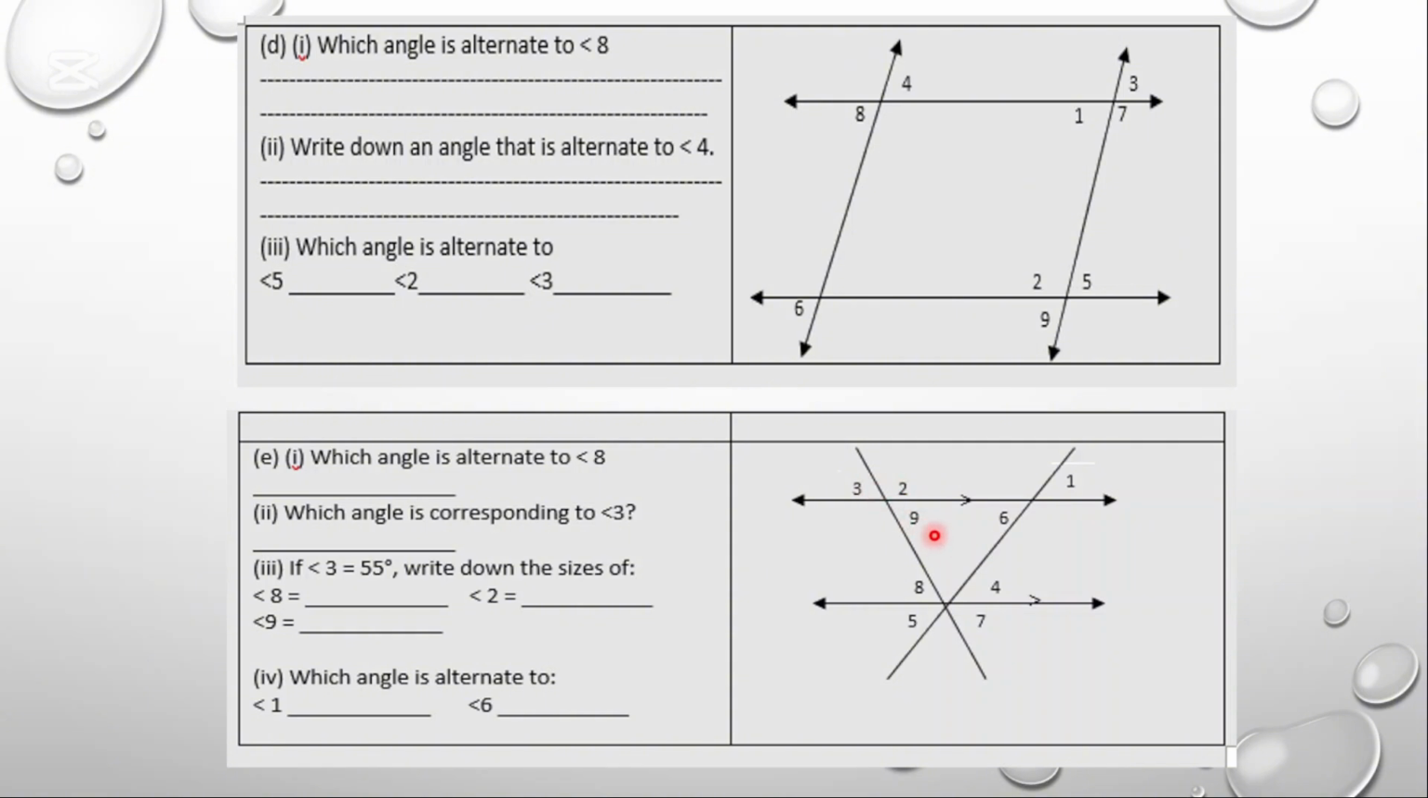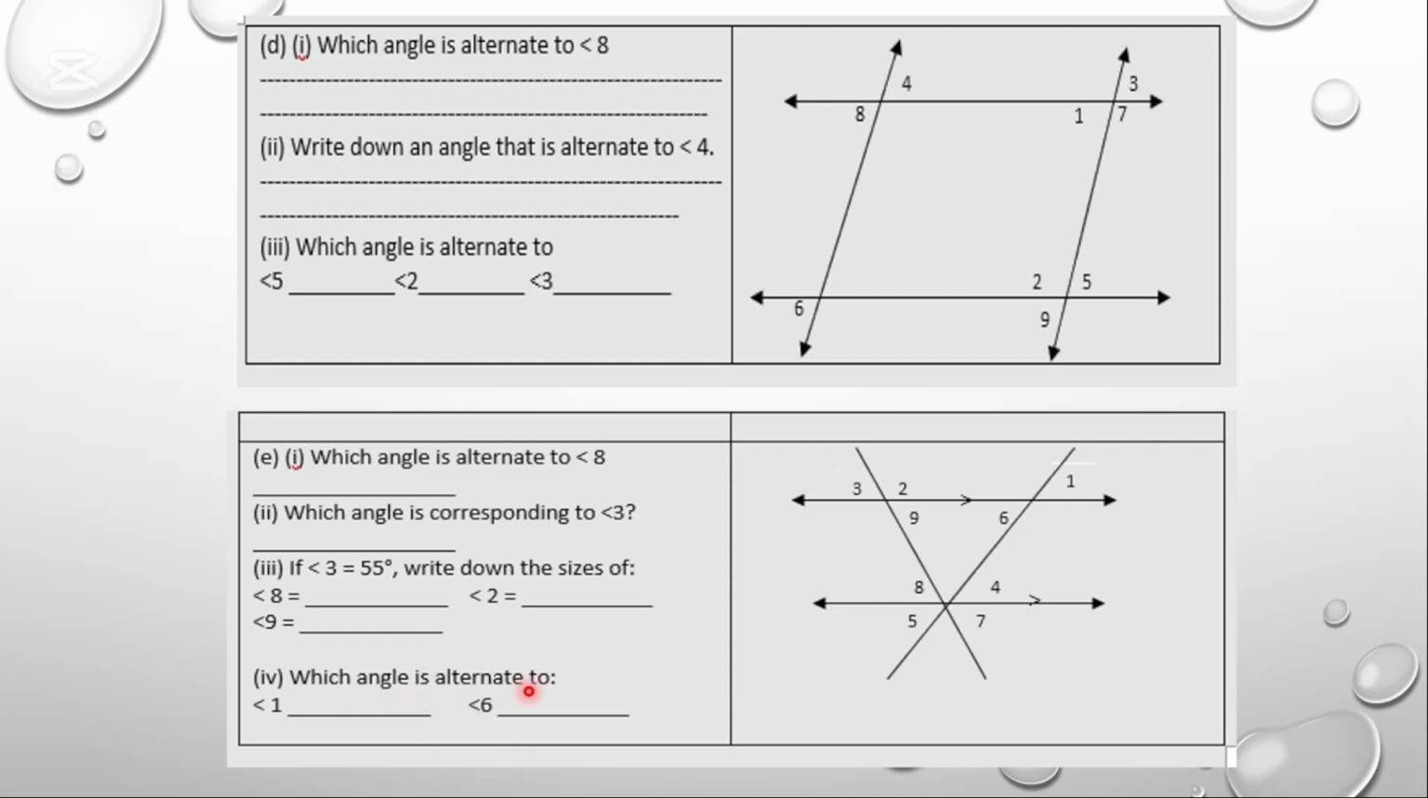Then 9. So 9 forms a pair with a given angle. The given angle is angle 3 because I told you over here angle 3 is equal to 55. What is the size of 9? 9 is vertically opposite angle 3, so 9 must also be equal to 55.